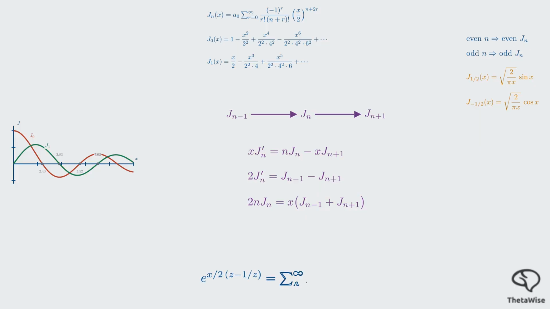The generating function is the exponential of x over 2 times (z minus 1 over z), equal to the sum from n equals negative infinity to infinity of z to the n j sub n of x. The Hermite differential equation in the notes is y double prime minus 2xy prime plus 2ny equals 0, and x equals 0 is an ordinary point.